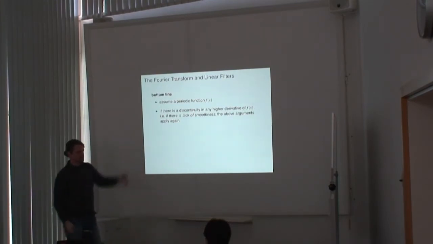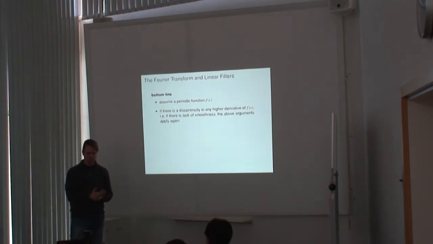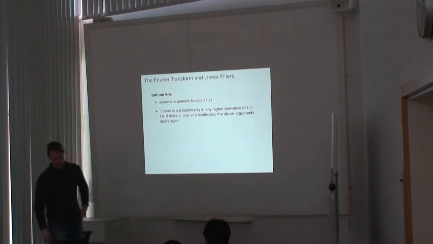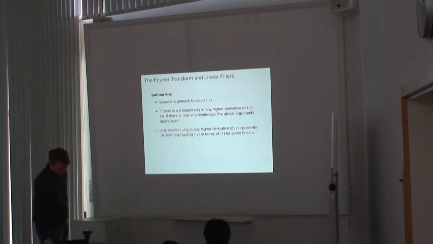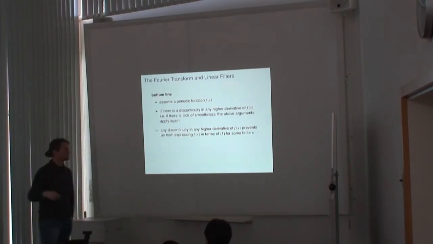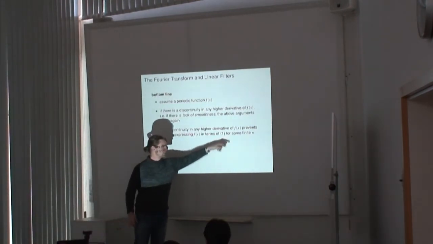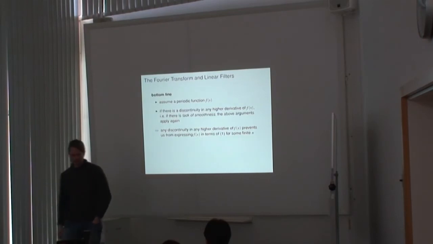In those cases, the arguments we just went through would apply again. If for any derivative of a function we run into the case where it is not differentiable anymore, we cannot represent it in terms of a finite sum over continuous functions. That is to say, any discontinuity in any higher derivative of f of x prevents us from expressing this function f of x in terms of equation 1, where n was assumed to be finite.